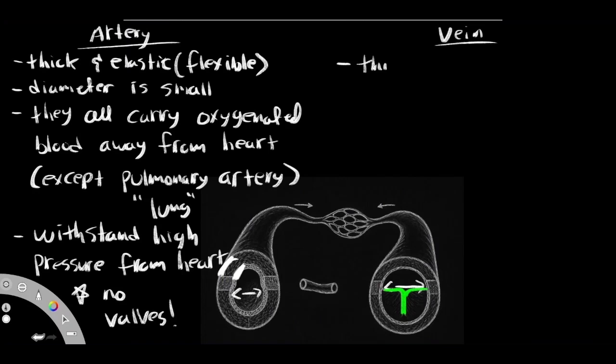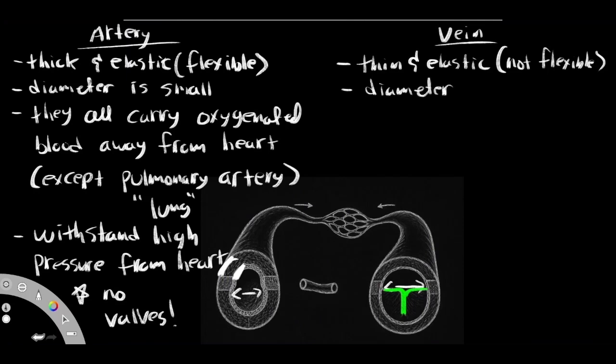In a vein, they're obviously very thin and still elastic. Maybe not as elastic as the arteries, but it's still elastic. So maybe we can just put not flexible. All right, it's still elastic, but it's not as flexible. Let's put the little distinction there. All right, diameter is obviously larger because the walls are so thin.